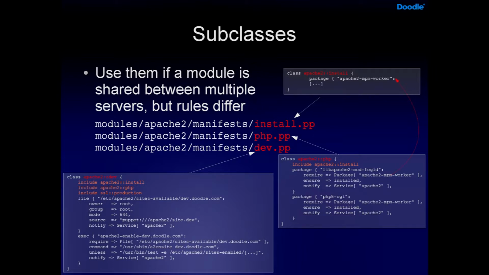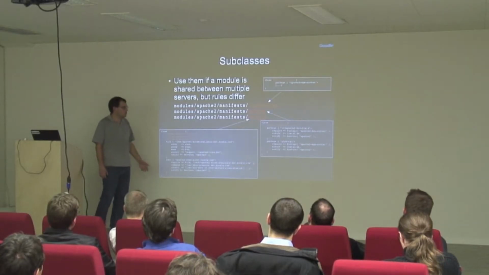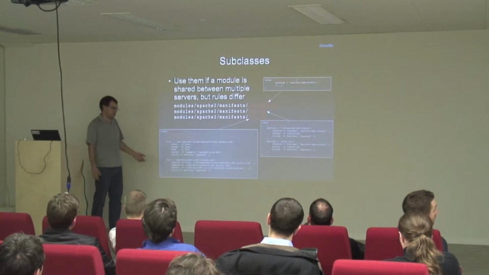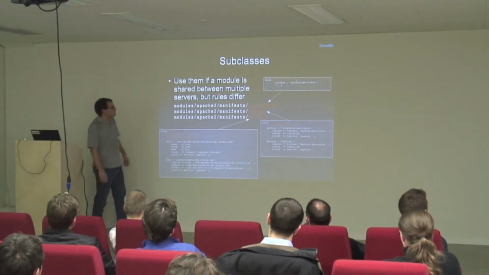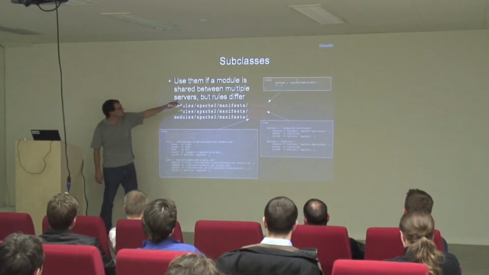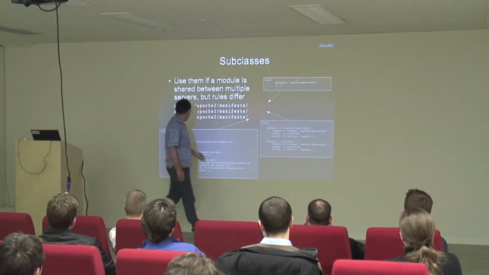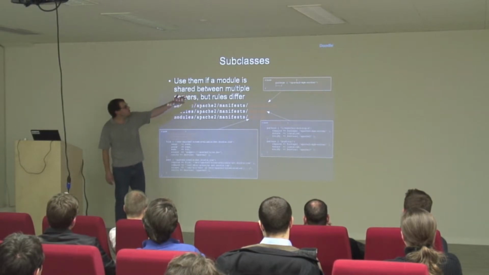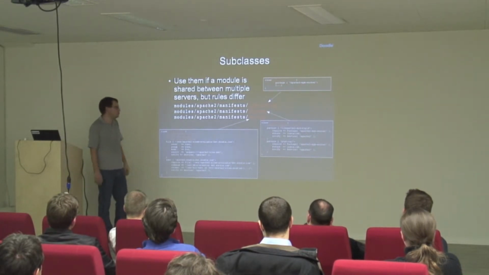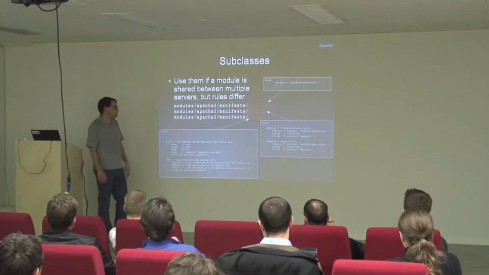Then Puppet also supports subclasses, and they're actually quite nice to support multiple configurations on different servers. For instance, in this case, we might have multiple servers which run Apache, and maybe all of them need PHP, but the dev server has a different configuration than, say, the server that runs your blog. So we have three subclasses. One is the Apache 2 install, it's hardly readable, then the Apache 2 PHP, and the Apache 2 dev. The Apache 2 install subclass will, as you've seen before, basically just install the packages and set up Apache, maybe disable the default site.